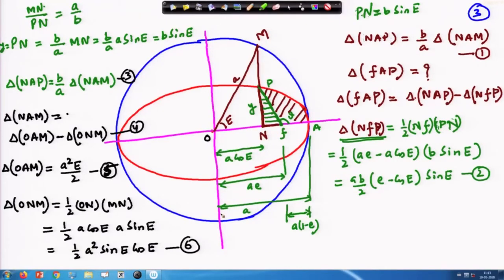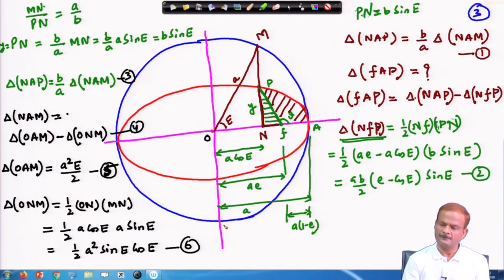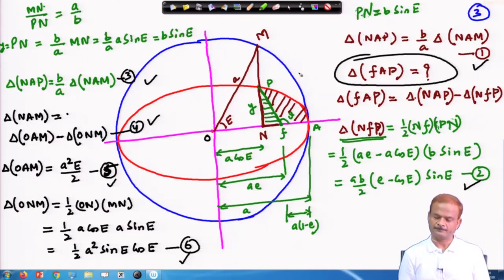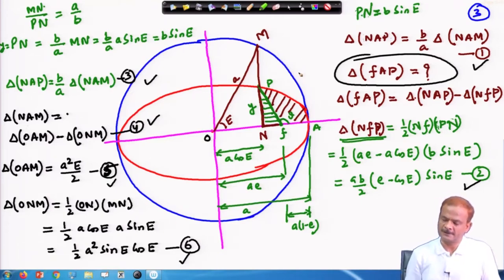Welcome to the 23rd lecture. We have been discussing Kepler's equation using the graphical method, and we will continue with that. As we have looked into this figure, we derived these 6 equations: 1, 2, 3, 4, 5 and 6. Using these, we have to work out what we are looking for, this delta FAP. Once we know that, we will be able to work out the time taken from point A to point P.